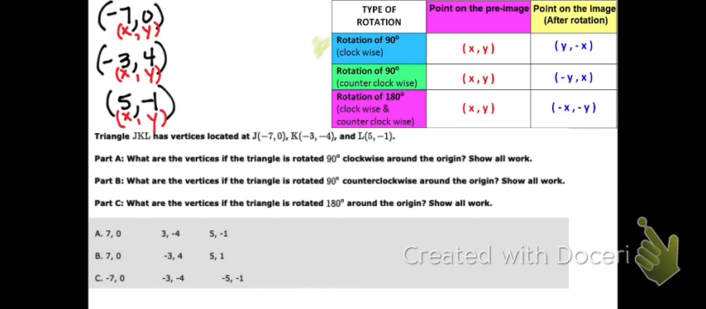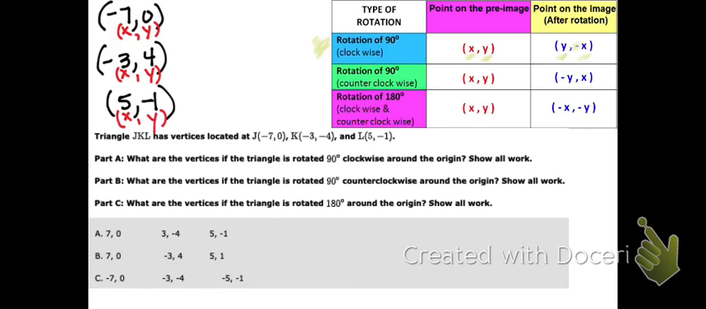It's saying whatever was x, y, we're going to switch the x and y, so now it's y, x, and then we're going to do the opposite sign of x. So if it was positive, it now becomes negative. So switch the y and x and change the sign of that original x.